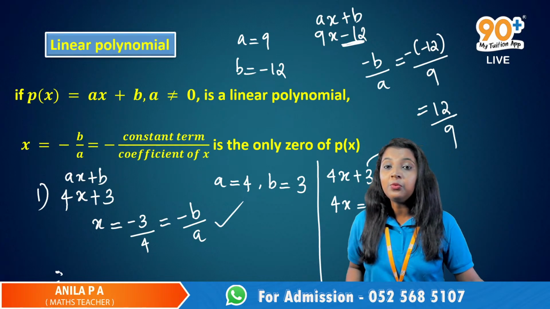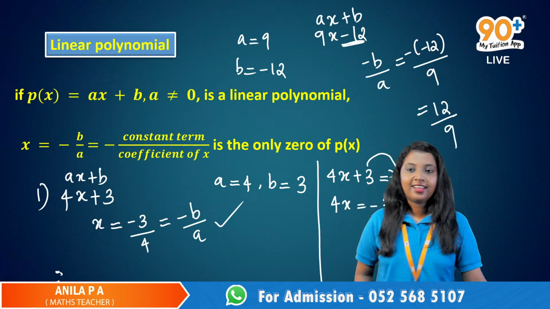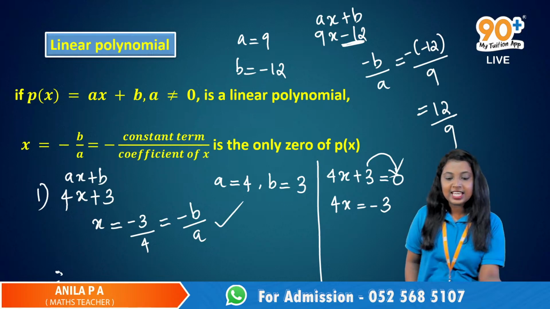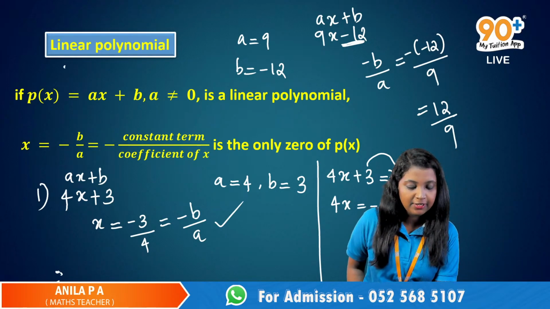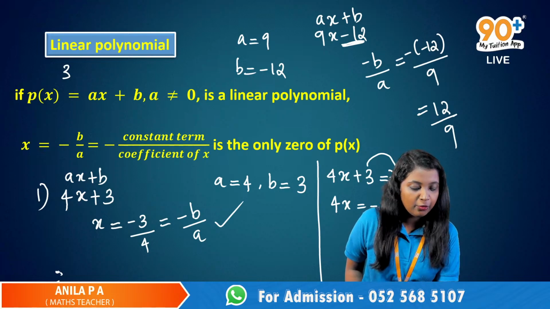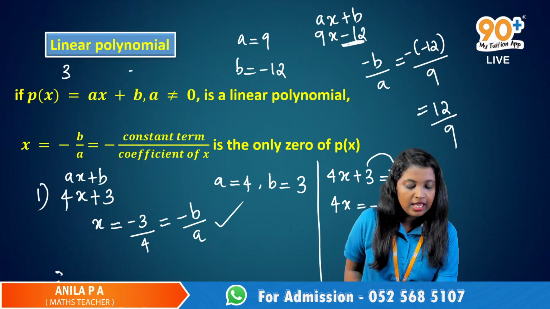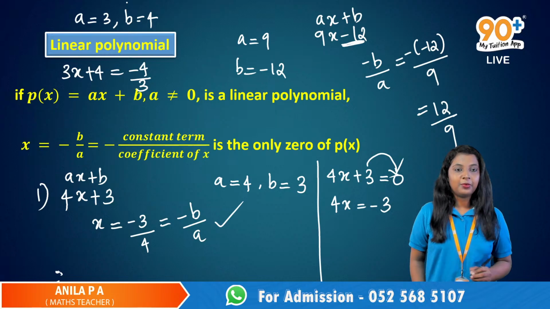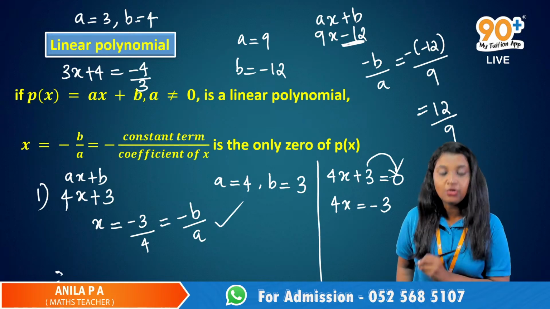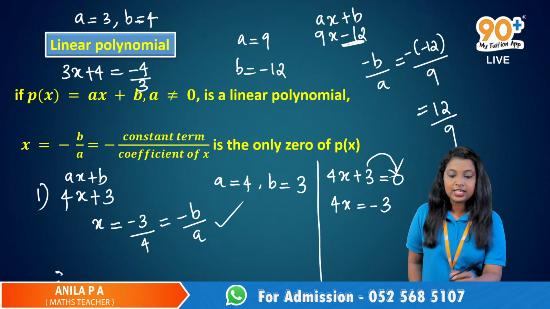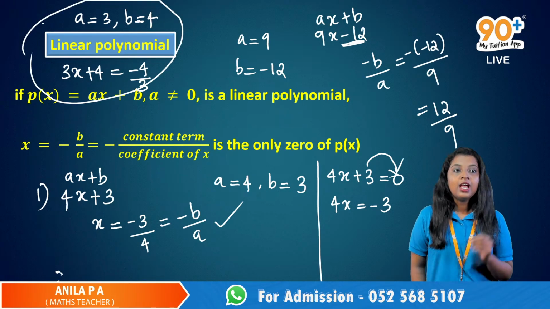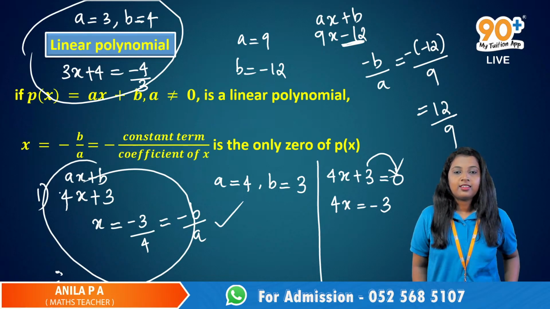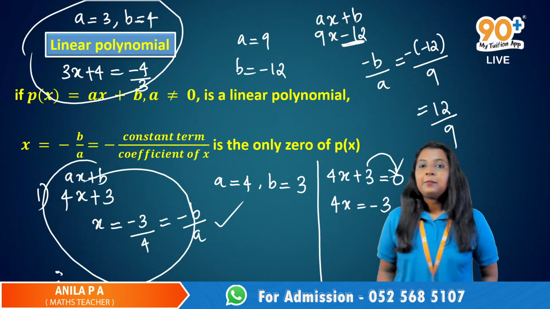Ma'am, sorry, I wrote the question wrong. I wrote 3x plus 4. Oh, okay. If it is 3x plus 4, then the zero is negative 4 by 3, and here a is equal to 3 and b is equal to 4. Here also it is satisfying the condition that the zero of the polynomial is equal to negative 4 by 3. If it is 3x plus 4, it is minus 4 by 3. But if it is 4x plus 3, then it is minus 3 by 4. Yes, any other doubts?